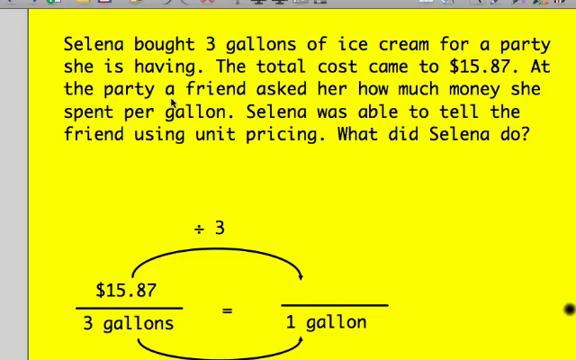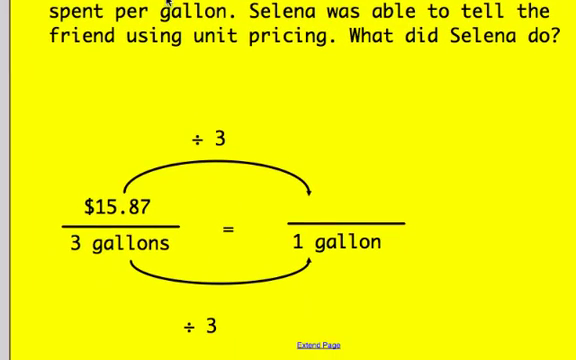Selena was able to tell the friend using unit pricing. So what did she do to figure that out? Well, we start with the amount of money over the units. In this case, like we said, we're going to use gallons. So it's $15.87 total for 3 gallons. And you can see again in this problem, just ironically, same thing as the last problem, we divide by 3. And that leaves us with 1 gallon in the denominator. That's what we want. The denominator is 1. And I'm going to divide $15.87 by 3.